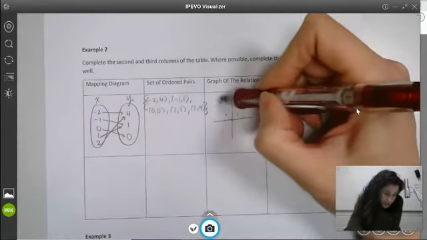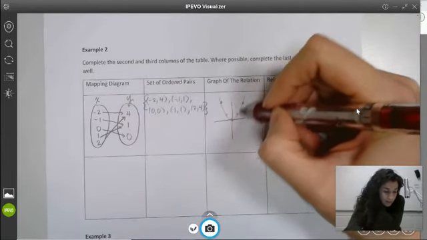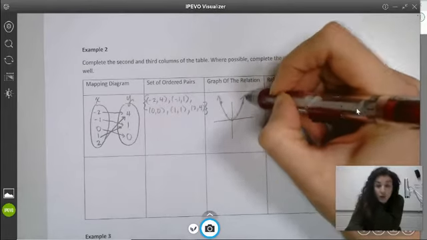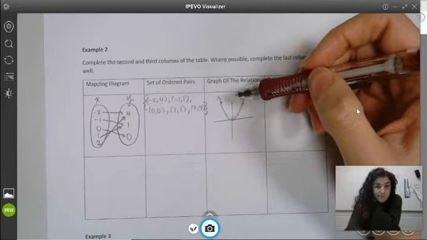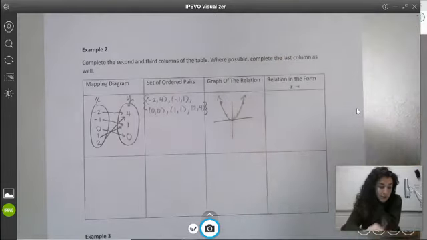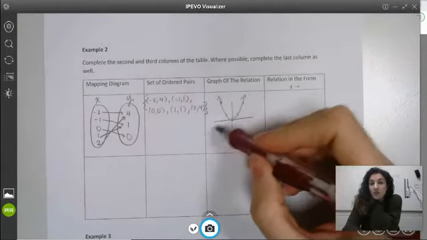Hopefully by now we're starting to see like, oh, this could be, doesn't have to be, a parabola. It could also be a, nope, I'm wrong. I was going to say that it was going to be an absolute value equation, but it's not. Okay, so here's our graph.